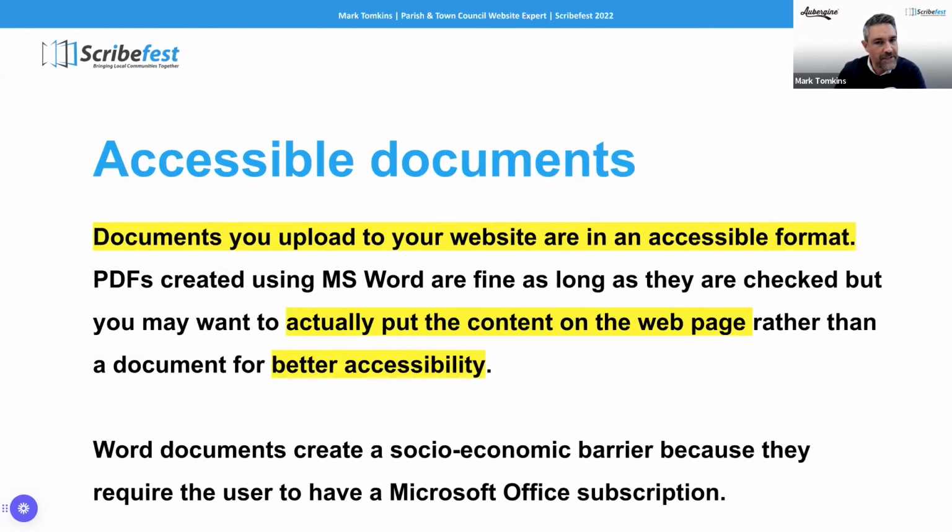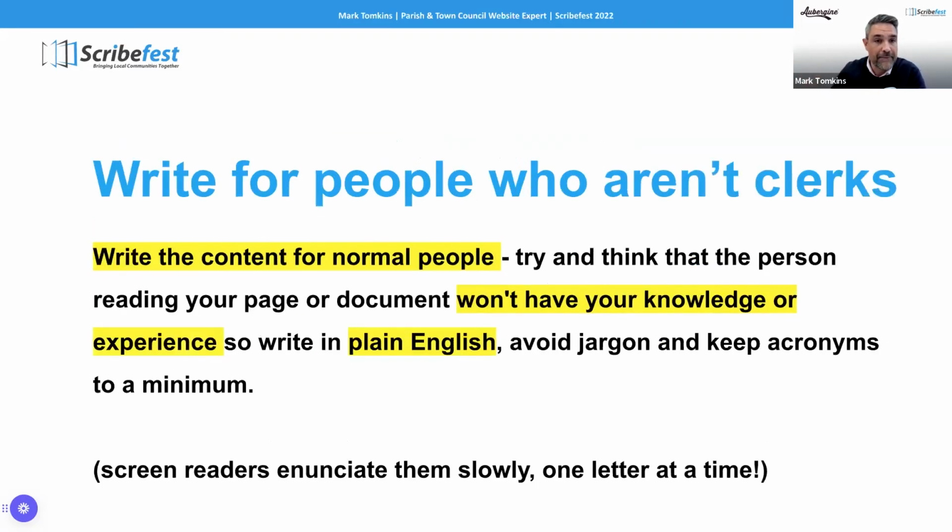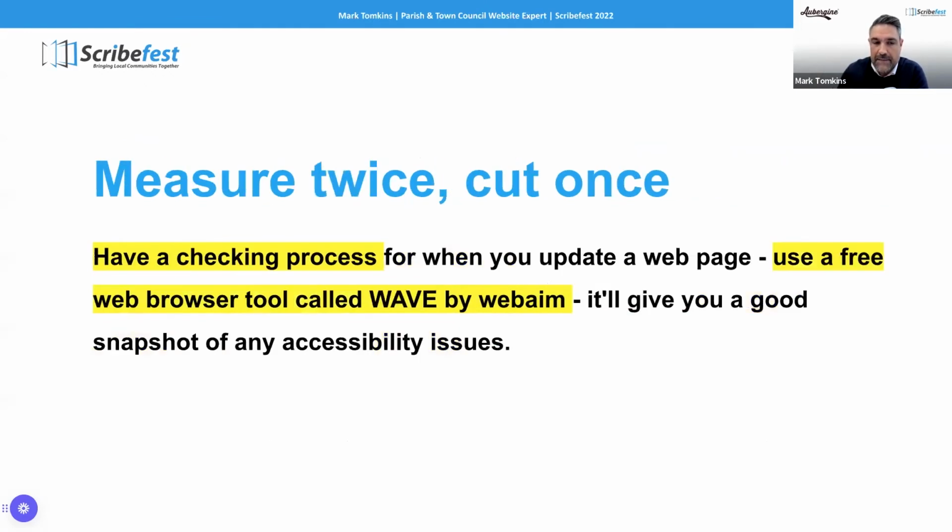Now, accessible documents is a really regular occurrence. Make sure that you upload accessible documents to your website. Don't expect the website to sort it out. If you're using Microsoft Word, it's got a built-in checker. Use that before saving it as a PDF. When you're writing text, write for people that aren't clerks. Write the content for the normal person in plain English. Avoid jargon. Keep acronyms to an absolute minimum, especially from an accessibility perspective.